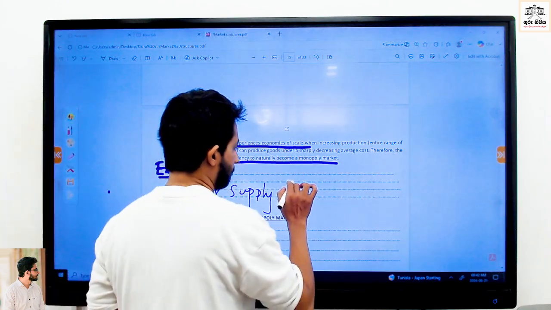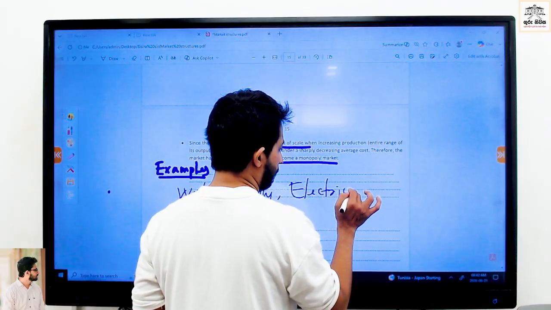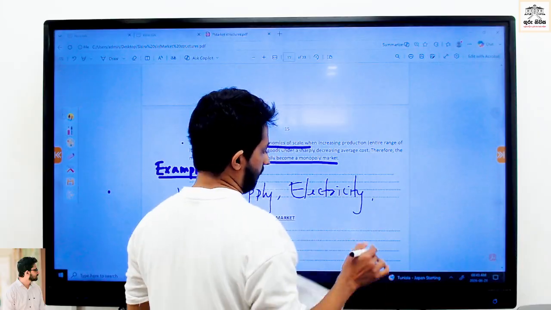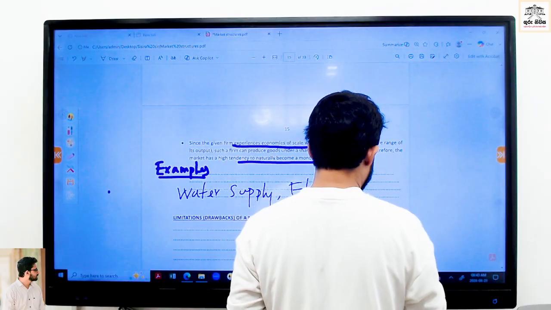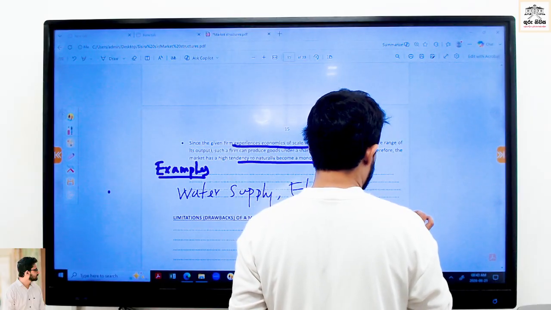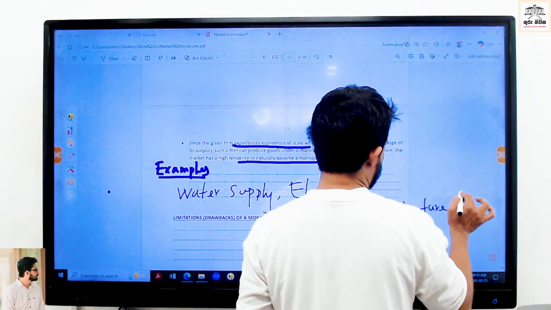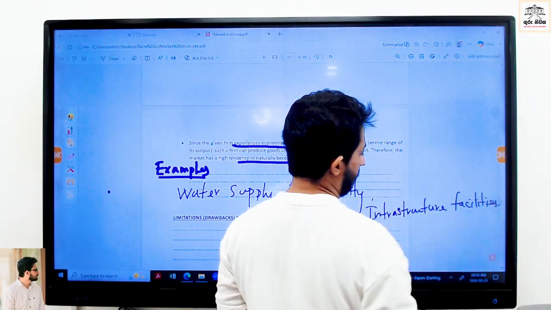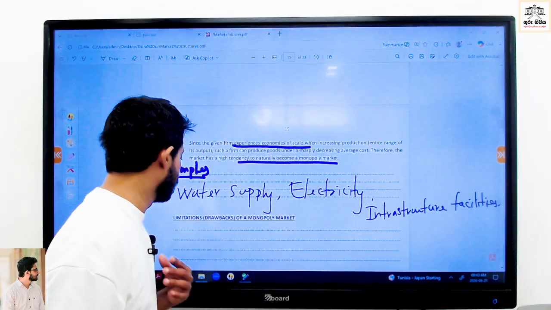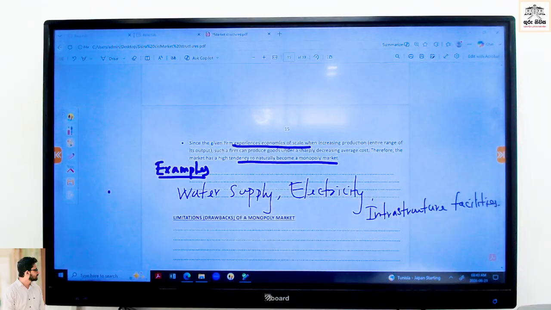Next one, electricity. The other one is the infrastructure facilities. These are the examples for natural monopoly.